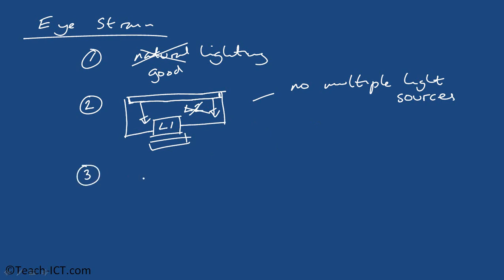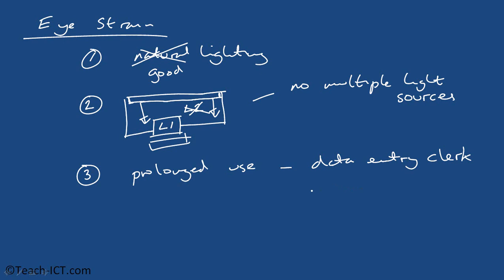Issue number 3 that we associate with eye strain: prolonged use. Sat at a computer for ages. Some people's jobs, and specifically this job, a data entry clerk, what they do is they sit at a computer all day long, and some of them end up squinting at the computer.